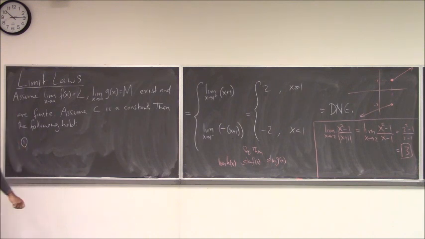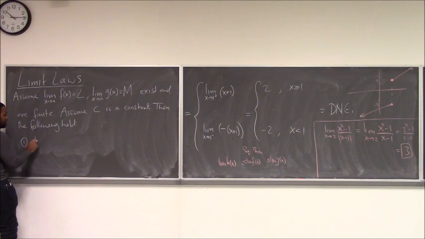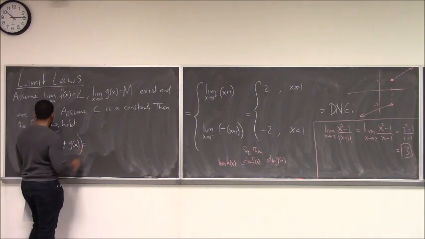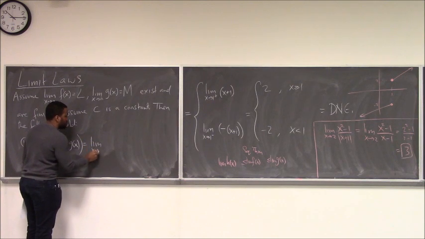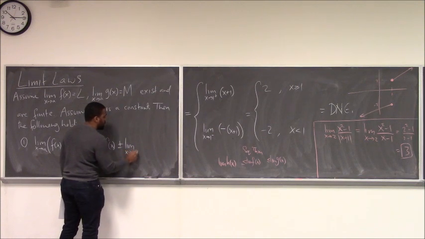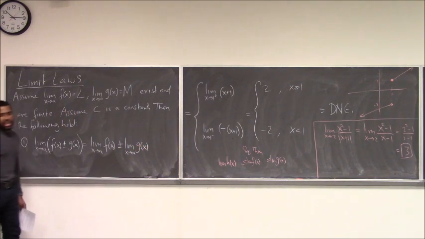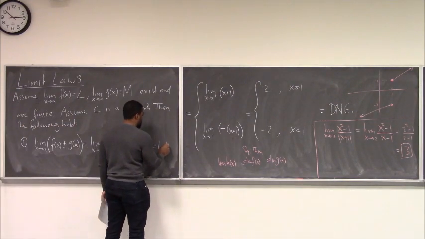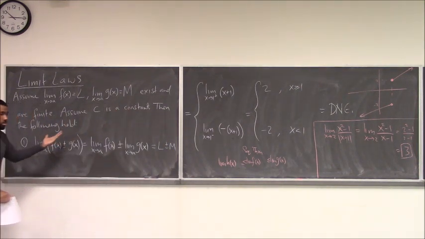One. You should know that limits will distribute across sums and products. So that is, the limit as x approaches a of f of x plus or minus g of x is going to be equal to the limit as x approaches a of f of x plus or minus the limit as x approaches a of g of x. Which we kind of figured out by plugging in, it's the same thing you would have gotten, right? You would have gotten L plus or minus M by just plugging in the values, right? So a limit distributes across sums, right?